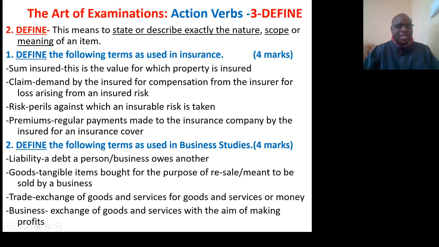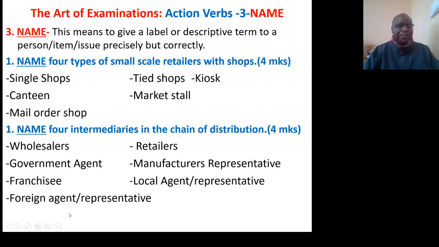Question number 2. Define the following terms as used in business studies. Liability. This is a debt a person or a business owes another. Goods. These are tangible items bought for the purpose of resale or meant to be sold by a business. Trade. Exchange of goods and services for goods and services or money. Business. Exchange of goods and services with the aim of making profit.